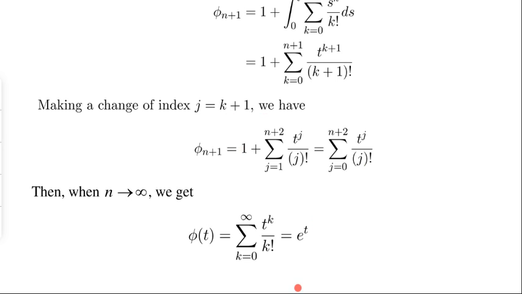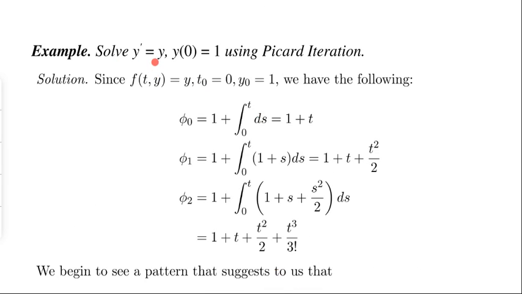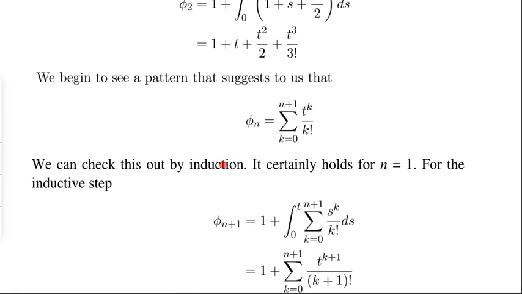So based on the details of Picard iteration, the limit of this sequence, or phi of t equals e to the t, will be the solution of our initial value problem y prime equals y subject to y0 equals 1. So by using Picard's iteration, we found the exact solution of this problem.